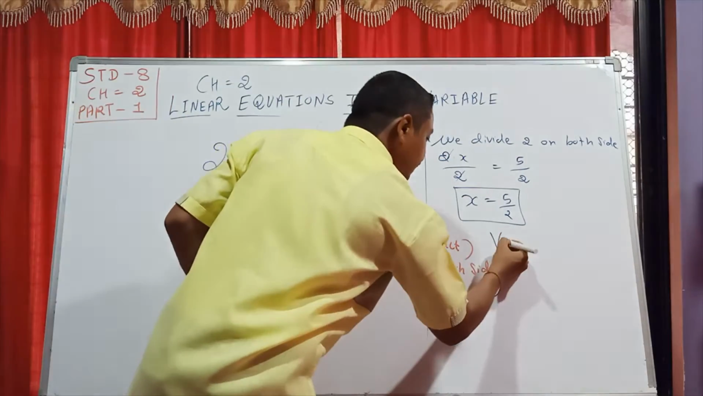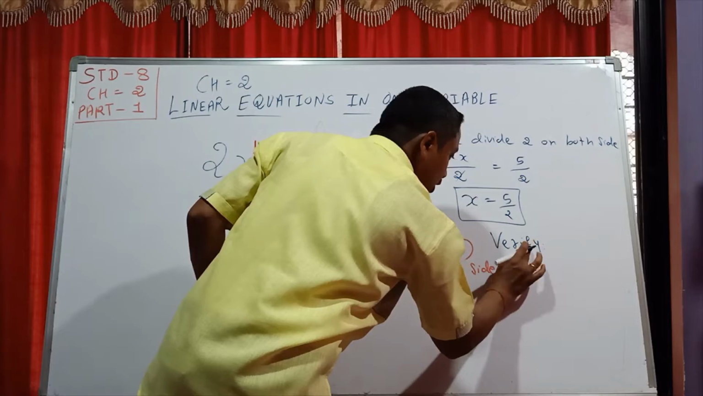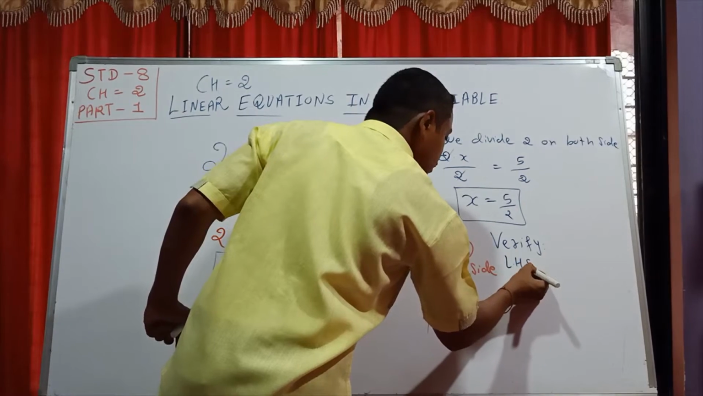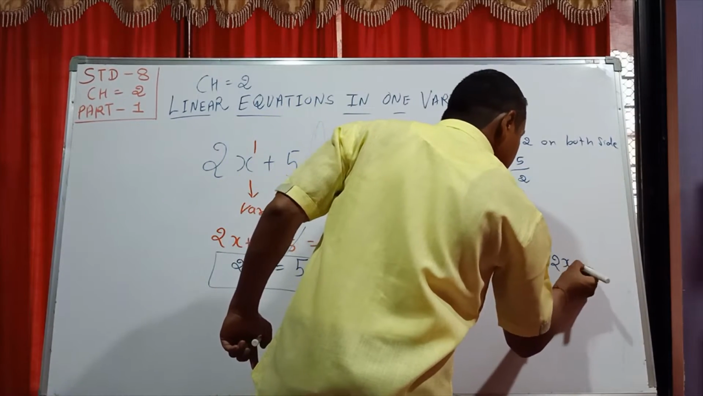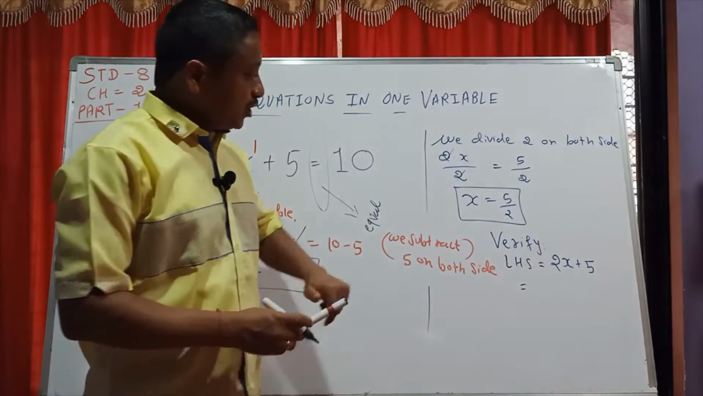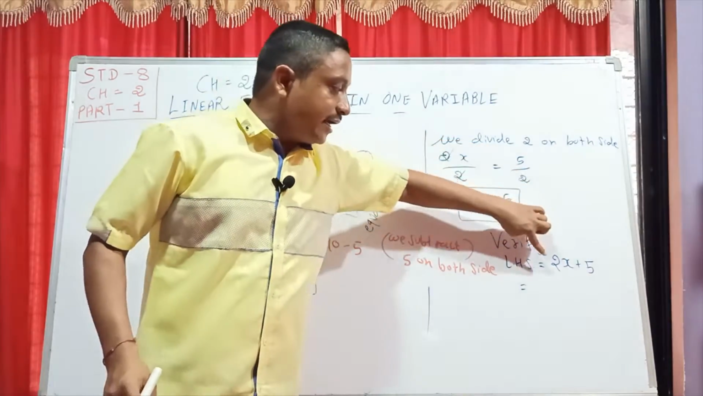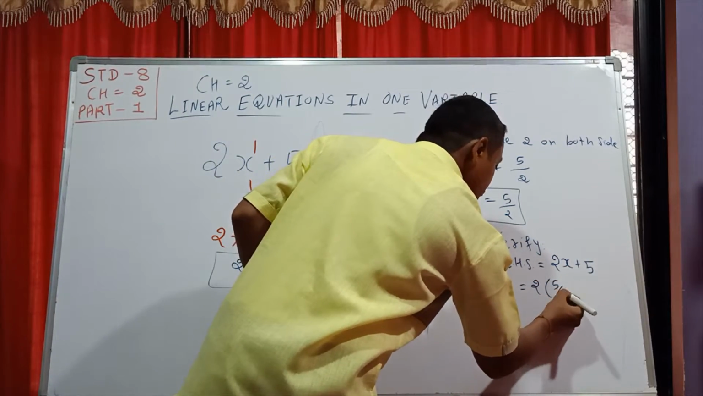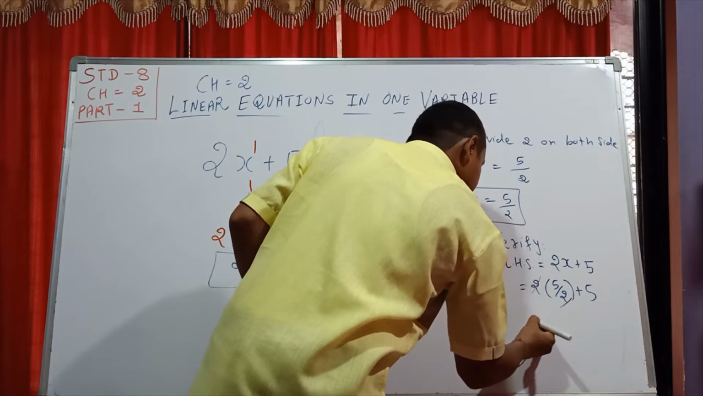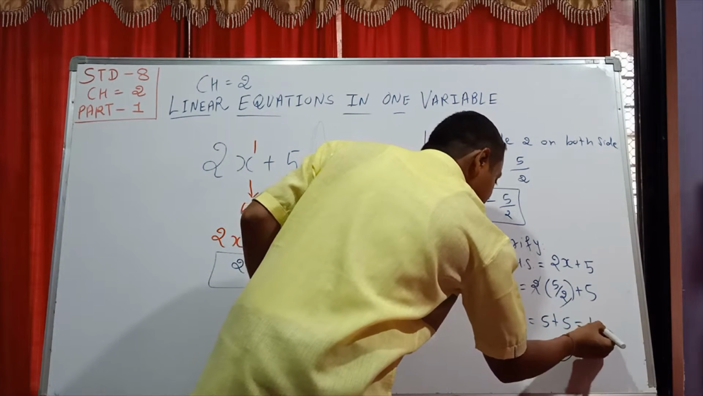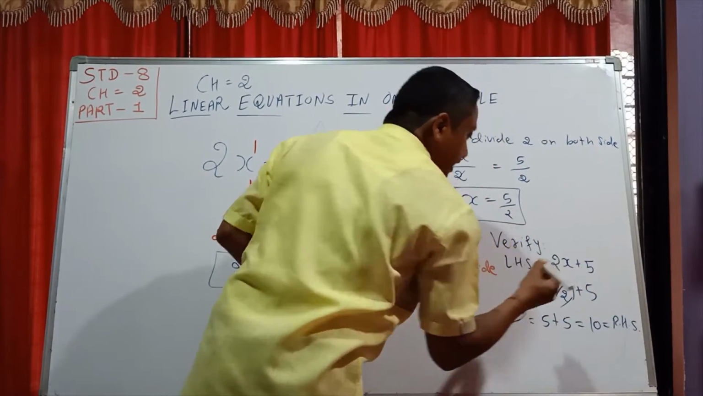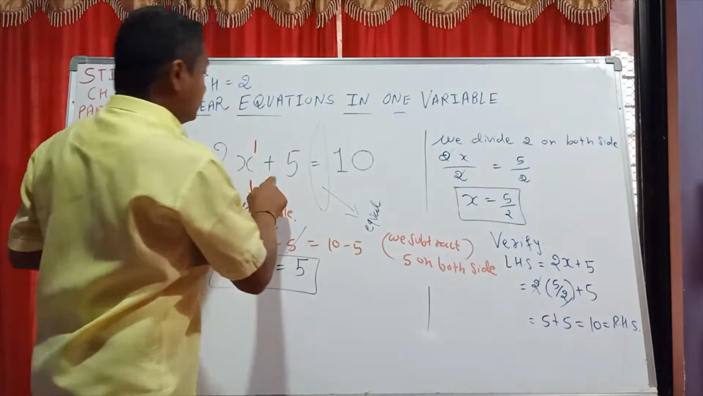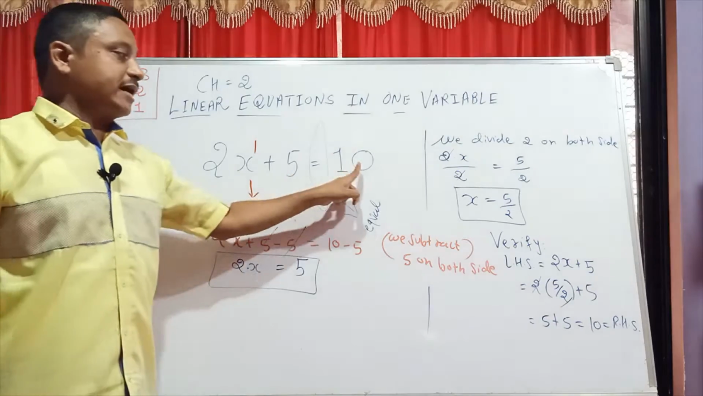Now students, I verify whether this answer is true or not. Very easy. In the verification you write down your LHS. What is your LHS? 2x plus 5. I check by putting the value x equal to 5 by 2, and check whether I get 10 or not. So 2 times 5 by 2 plus 5, and this cancels. My answer is 5 plus 5, 10. Yes, that's my answer, RHS is valid. It means students, this value of x is true for this equation 2x plus 5 is equal to 10.